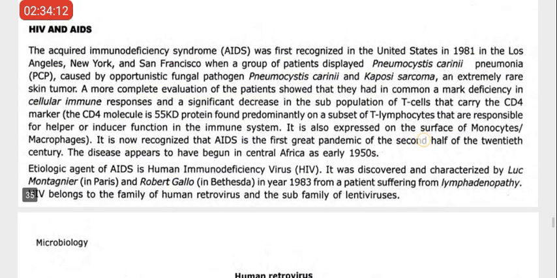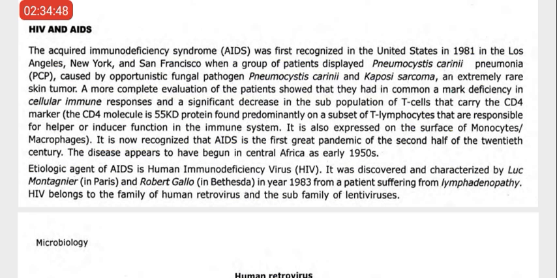HIV and AIDS. The acquired immunodeficiency syndrome, AIDS, was first recognized in the United States in 1981 in Los Angeles, New York, and San Francisco, when a group of patients displayed Pneumocystis carinii pneumonia (PCP), caused by the opportunistic fungal pathogen Pneumocystis carinii, and Kaposi sarcoma, an extremely rare skin tumor. A more complete evaluation of the patients showed that they had a common marked deficiency in cellular immune responses and a significant decrease in the subpopulation of T cells that carry the CD4 marker.